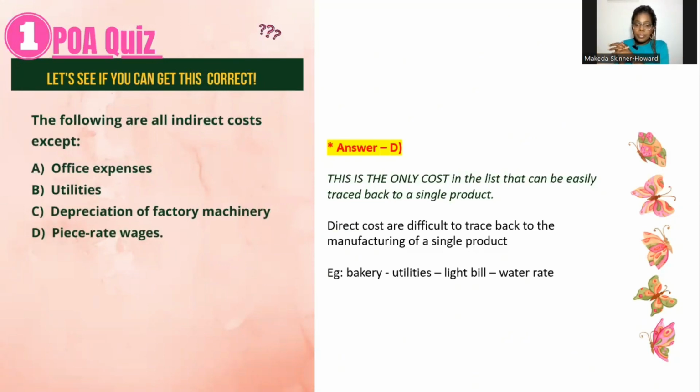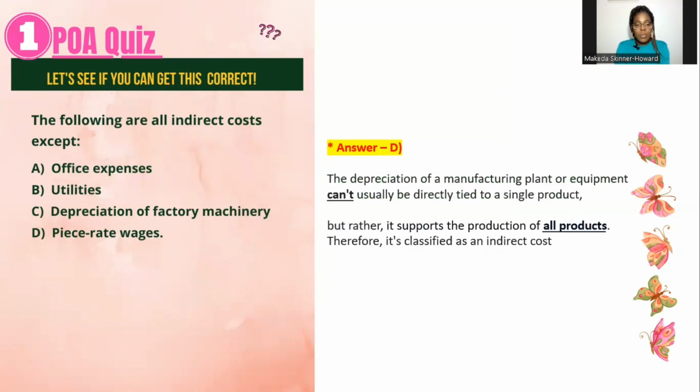Think of a bakery. If you have a bakery and you pay utilities like your light bill or your water rates, would you be able to track and see how much of your light bill would relate to the manufacture of bread? Would you be able to track and see how much of your light bill or your water rate will relate to pastries? It's going to be really challenging to check and see, okay, how much of this bill relates to the actual products that we make, right? So because it is hard to track back or trace to a single product, we will call that an indirect cost. And in this question here, the only one that is easy to track back is the piece rate wages.